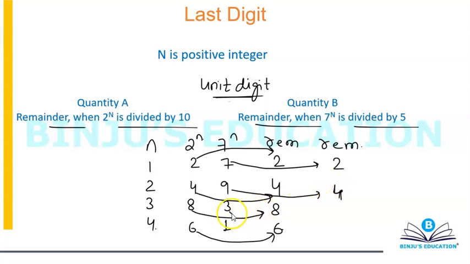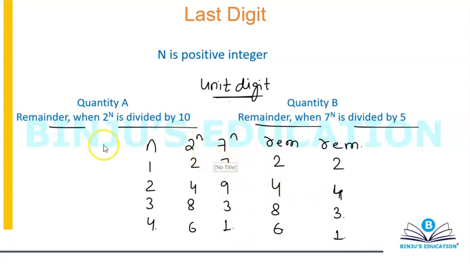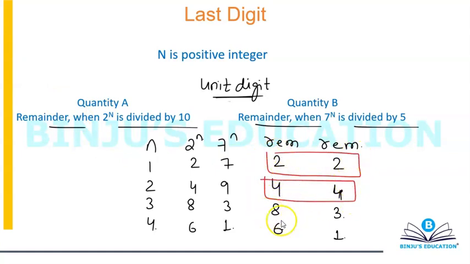What about the third one? 3 divided by 5, this will give you 3. And 1 divided by 5, this will give you 1. So we have the first two matching, but we don't have the last two matching. So do we have a conclusive result from this, like is quantity A bigger or is quantity B bigger, or are they both equal? In the first case, they both are equal. In the last two cases, quantity A is bigger. So that means we don't have any conclusive relationship between the two statements. Hence, the answer becomes D.